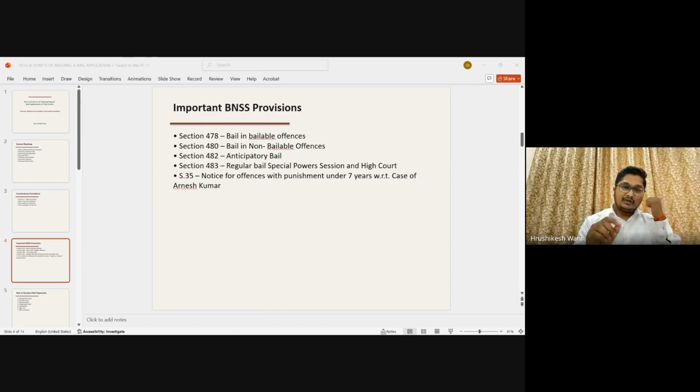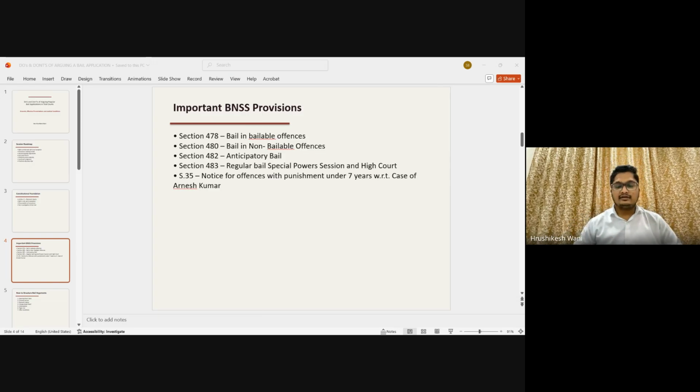And now coming to section 483. Section 483 of Bhartiya Nagarik Suraksha Sanhita gives special powers to the sessions court as well as the high court relating to bail. This is a section which is applicable to regular bail. So now I'll first tell you the categories of bail application. There is one category of bail applications, that is regular bail applications, and there is another category, that is anticipatory bail applications. So what are regular bail applications?